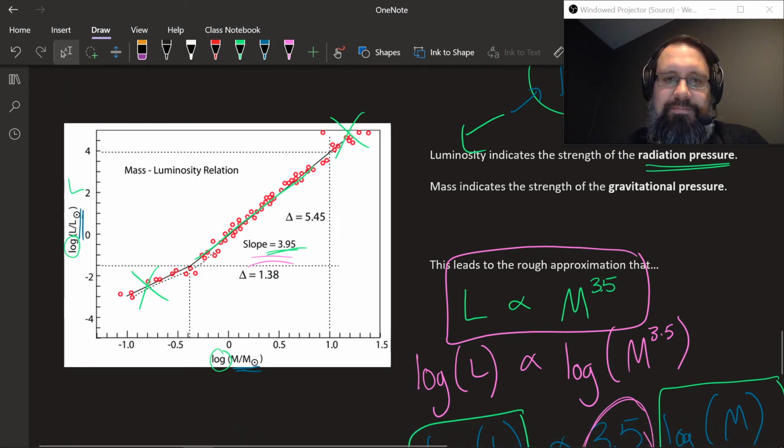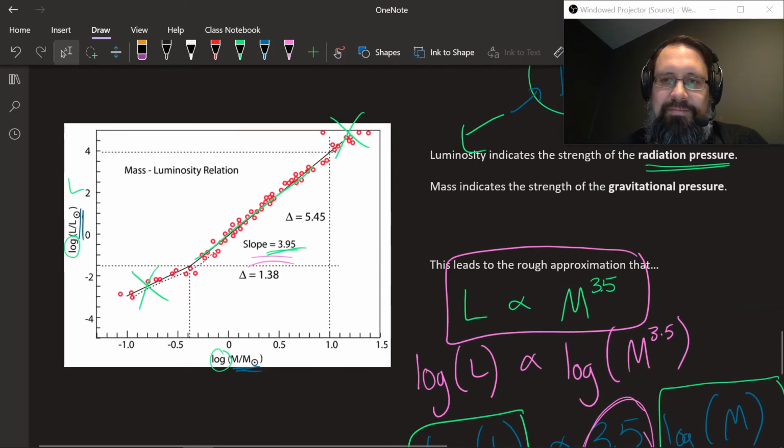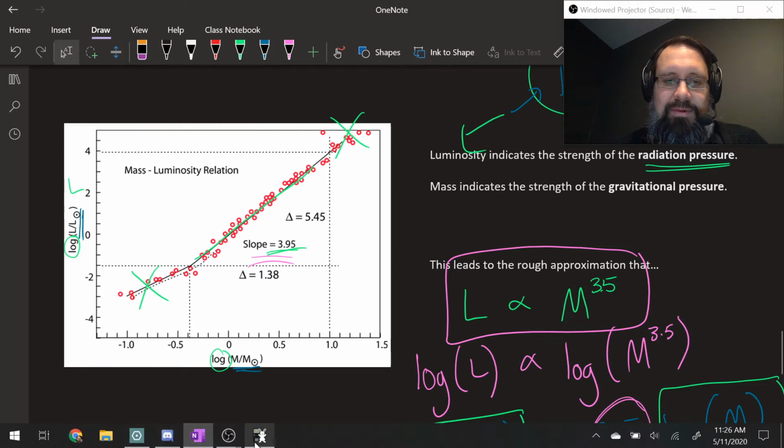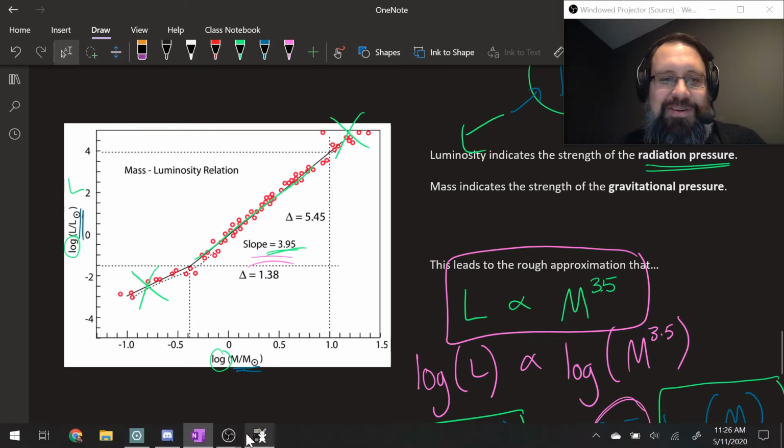So it has to be a proportional relationship between the luminosity of the star and the mass of the star in order for them to be stable. Yep, exactly right. All right, that's the end of part 1 of this video.